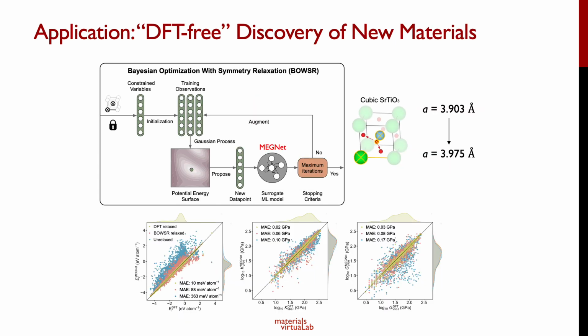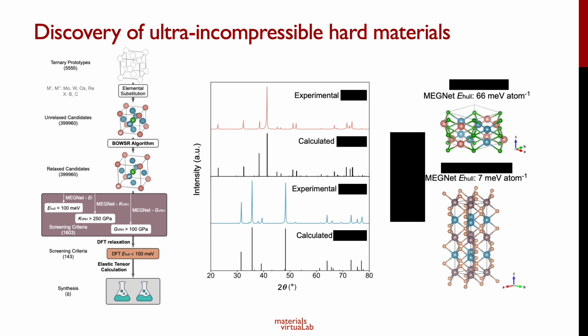So we have applied this approach to doing DFT discovery of new materials. In other words, discovery of new materials without using first principle calculations, which are very expensive. Basically, we use Bayesian optimization together with our materials graph networks to do relaxation of crystals, and we then incorporate that into a workflow in which we screen about 400,000 new crystal structures to discover potentially new materials that are very hard, and ultra incompressible.